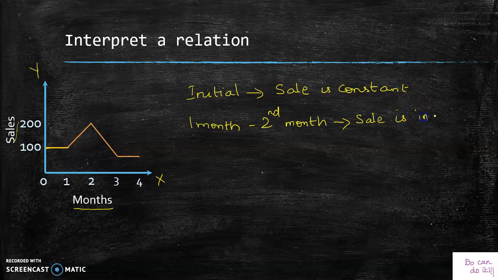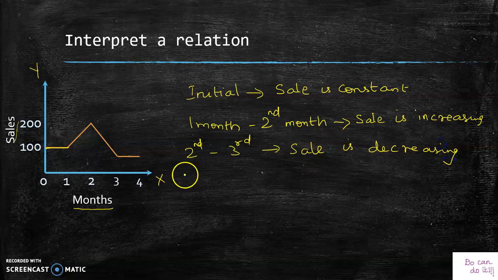You have to interpret a graph like this. So it is increasing. From second month to third month, what's happening? The curve is coming down the line. So the sale is decreasing. This is the way of interpreting a graph. From the graph, you can understand what's happening. So from 3 to 4, what is happening? It is remaining constant. Third to fourth, it is constant. So you have to write a graph like this. This is the way of interpreting a relation. I hope you are getting this concept of interpreting a relation.